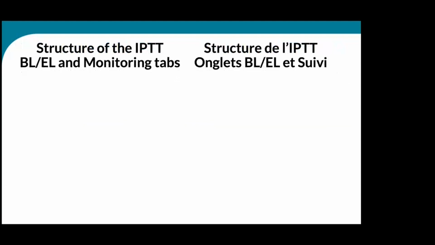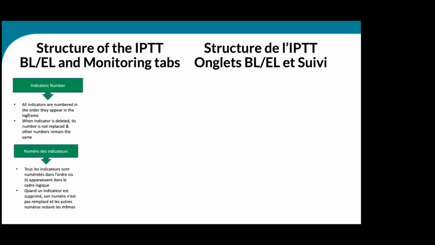So over the next 3 slides, I'll be going a little bit more in detail on what the baseline, endline, and monitoring tabs look like, and the structure of those in the IPTT. The first column would be the indicator numbers. So these should appear in the order that they are in the log frame. And just a note that when an indicator is deleted, the number is not replaced, and it should remain the same.